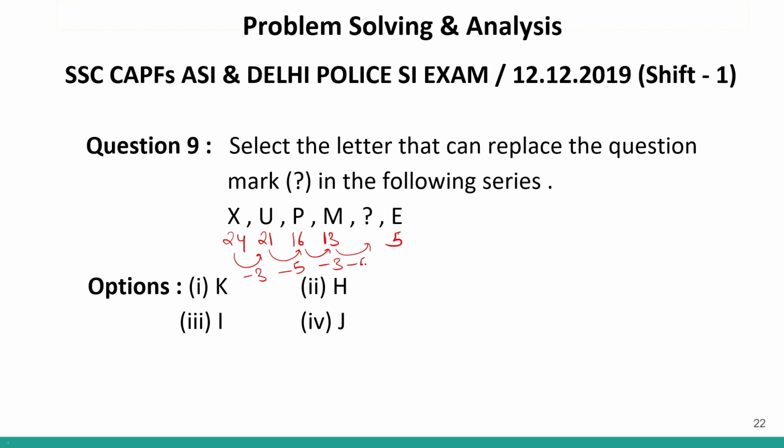If I move 5 positions back, the position will be 8. And from 8 to 5, again we are moving 3 positions back. So, the 8th position we have H. Correct? So, if I put H over here, it will logically follow from the previous term as well as the next term. So, the correct answer will be option number 2, H. This will be your correct answer.